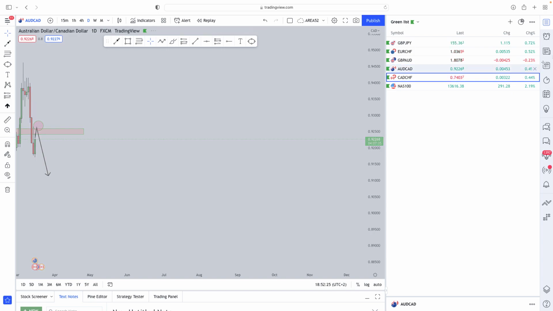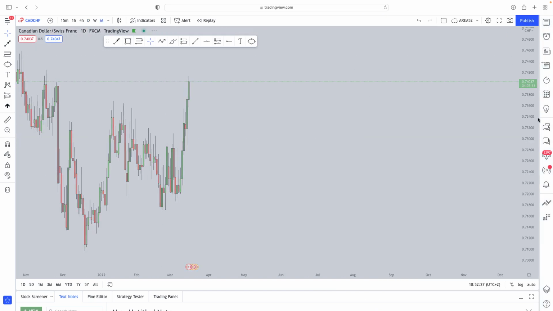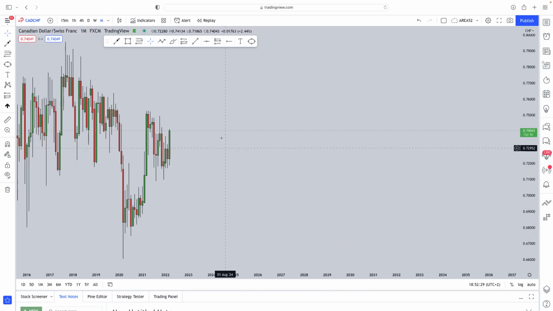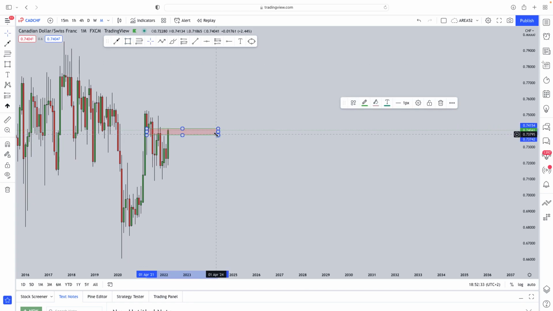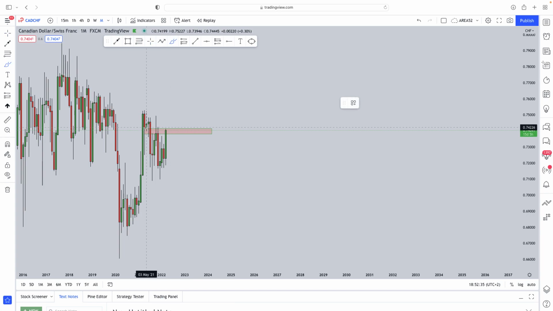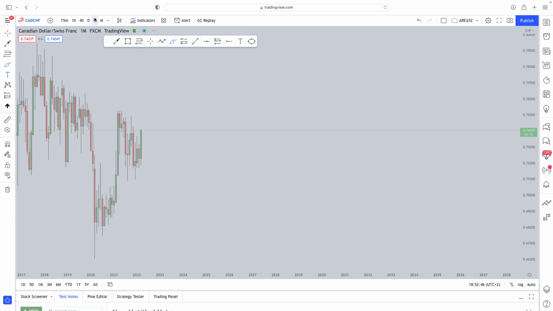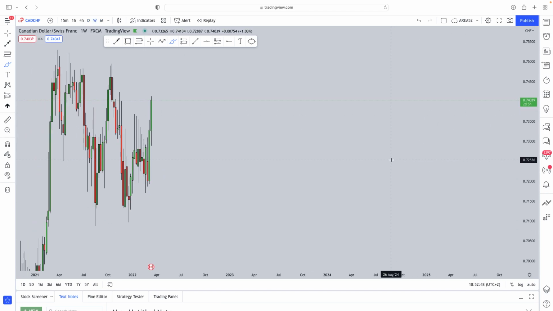Next up, we do have CAD/CHF. Starting here on the monthly time frame, what do we see? From a monthly perspective, we can see how the market is currently testing a strong level of resistance. This level over here in the market acted as a level of support. Support got broken, became a resistance, and the market's back to test it. We also have the confluence of the market potentially coming to print that W formation, but that's on a monthly time frame, and we don't have the time to wait for the monthly to close.